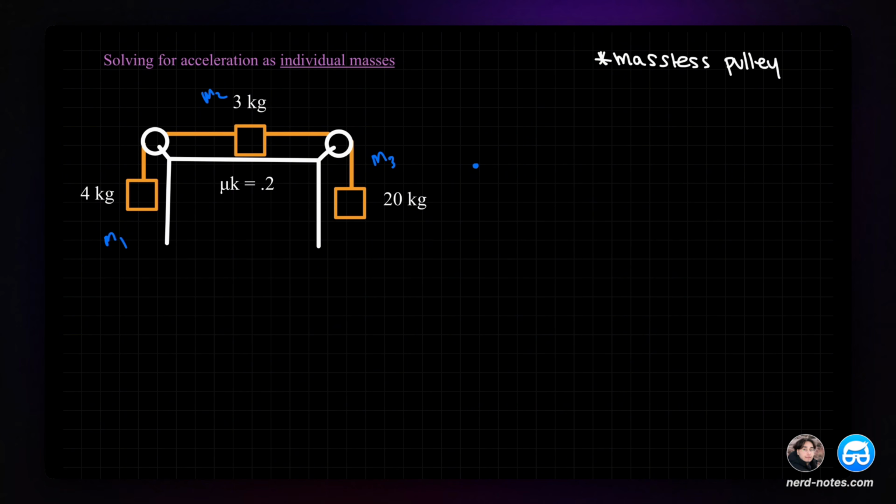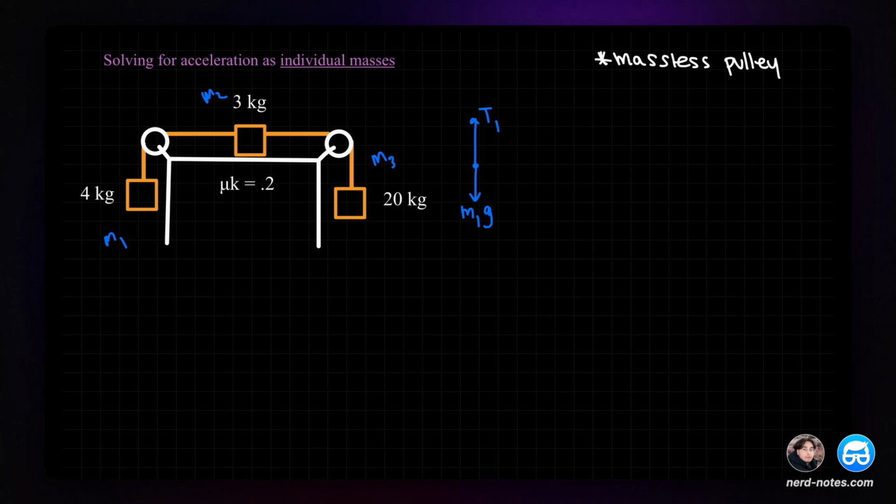Alright, let's start by drawing an FBD for the leftmost block, in this case M1. So I'm going to label that M1G, and then we're going to have a tension that should be slightly bigger than M1G because there should be a net force upwards to be able to accelerate that 4 kg block upwards.